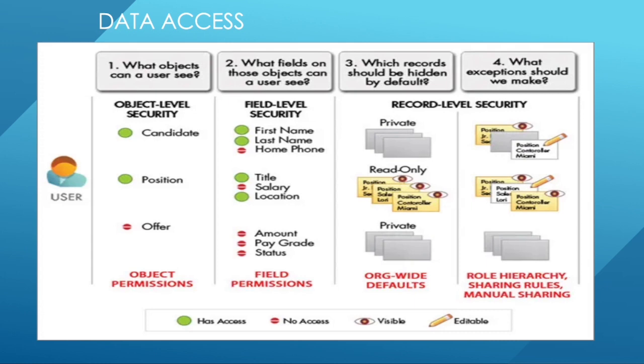You can also mention which record should be hidden. That's organization by default. This is a baseline. You can open up the access. We'll be discussing in the next slides how we can mention organization by default. So your organization by default is private, so you can open up the access using role hierarchy or sharing rules or manual sharing. You can give certain access to certain records, as in this example, a user can have access to position controller, Miami, and position junior. Like that, we can open up the record access.